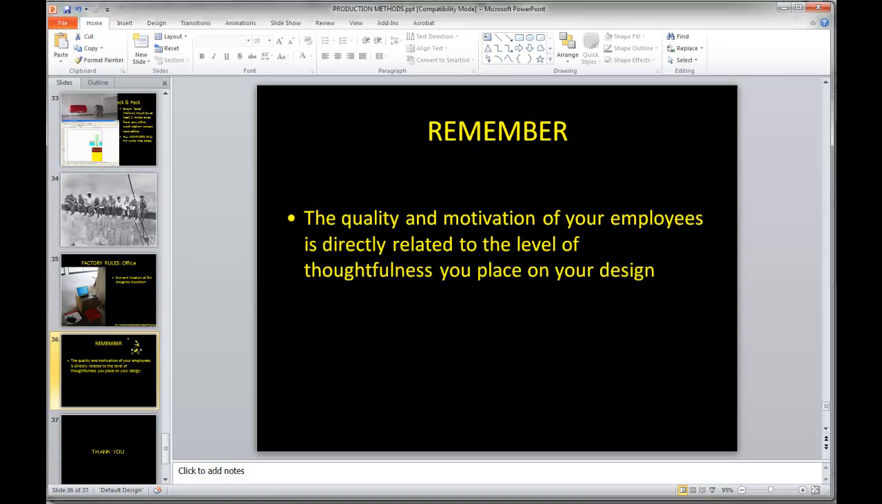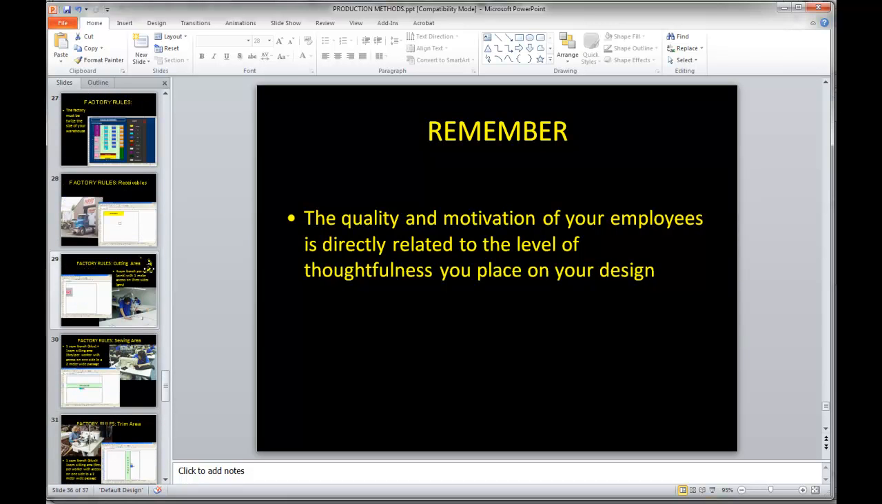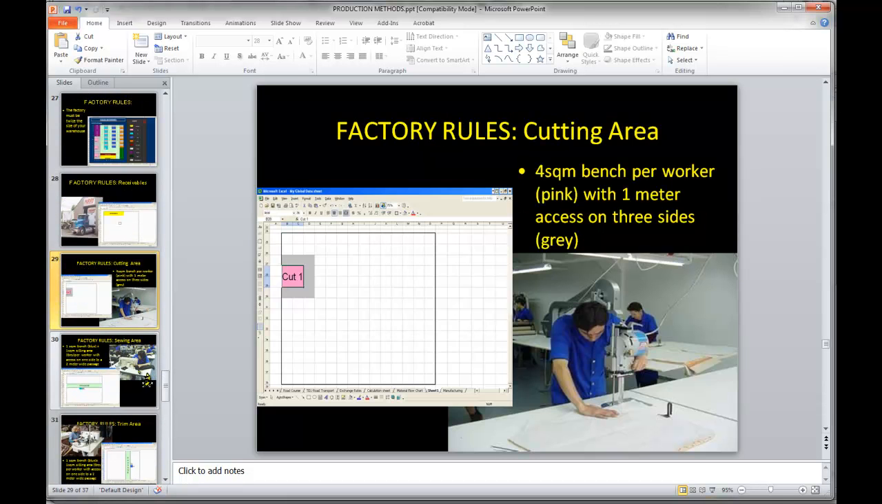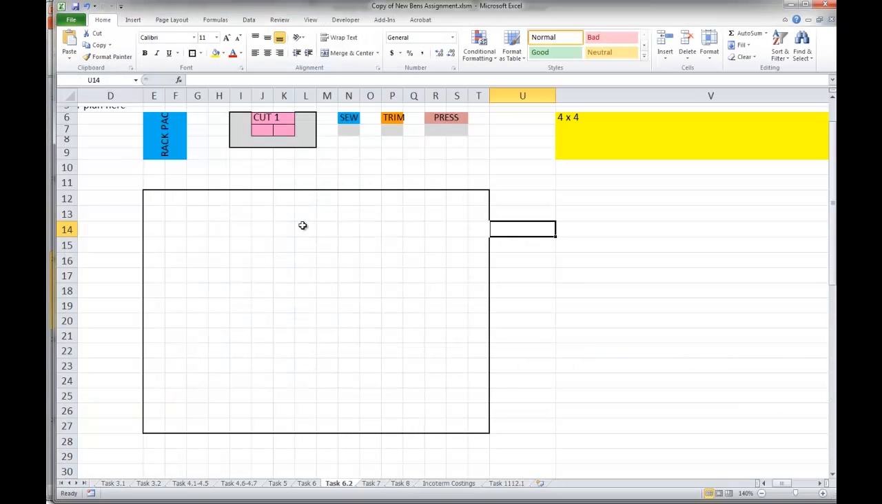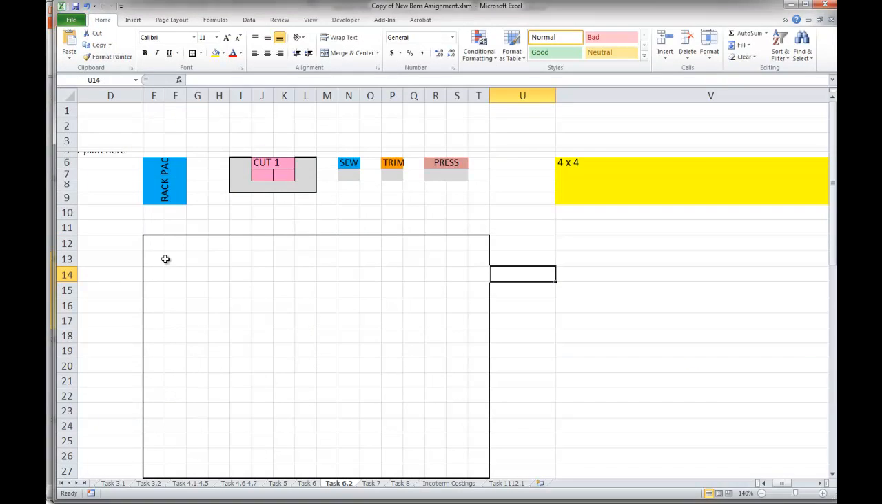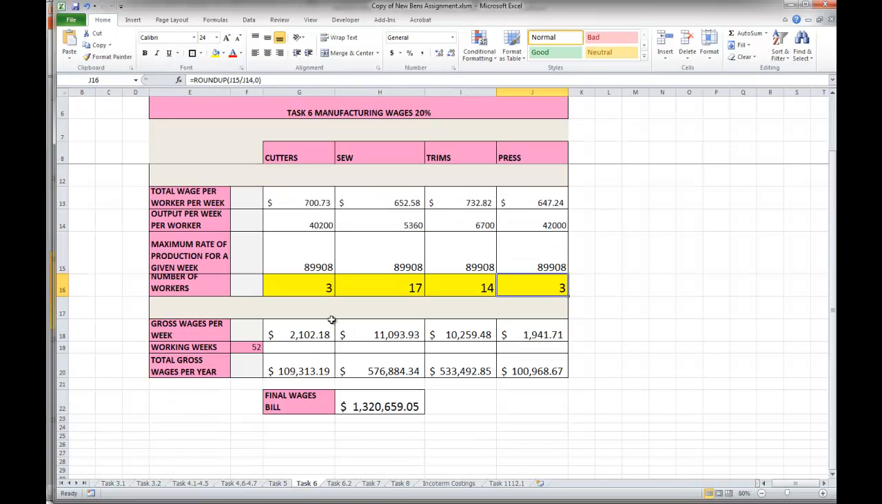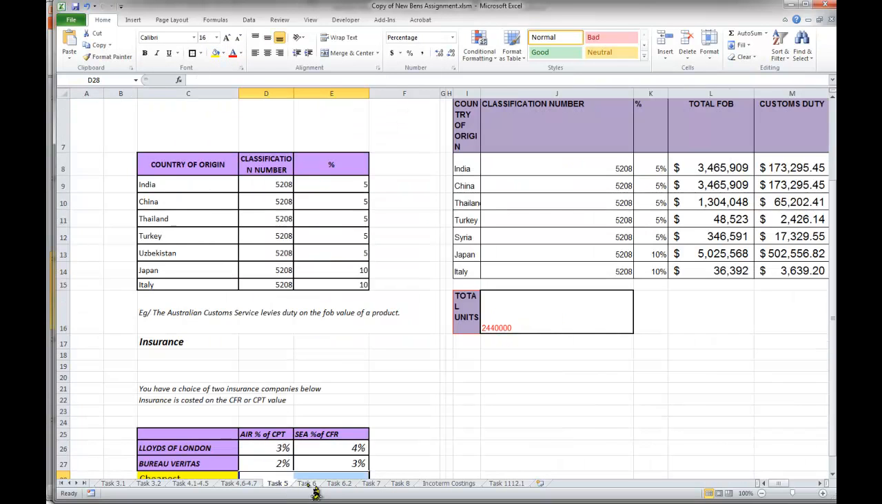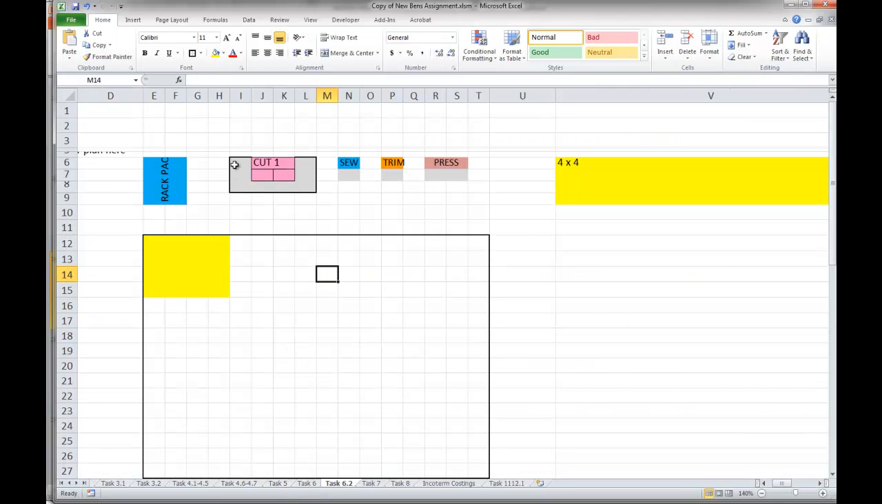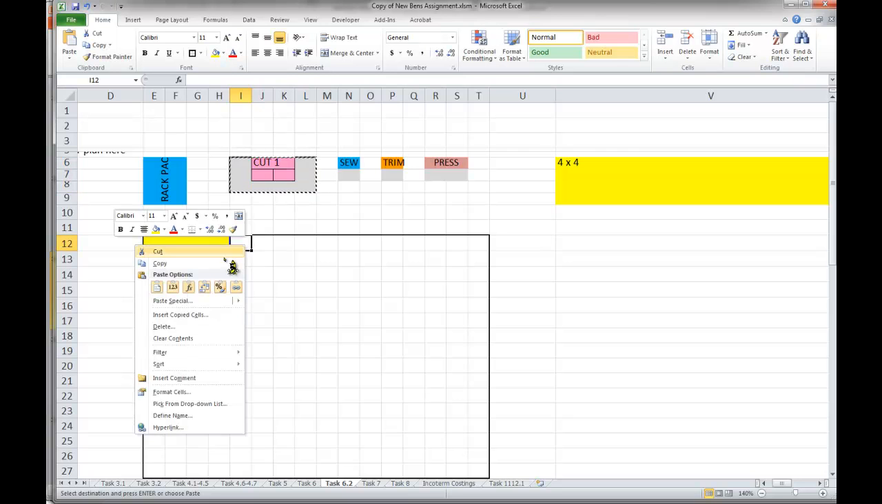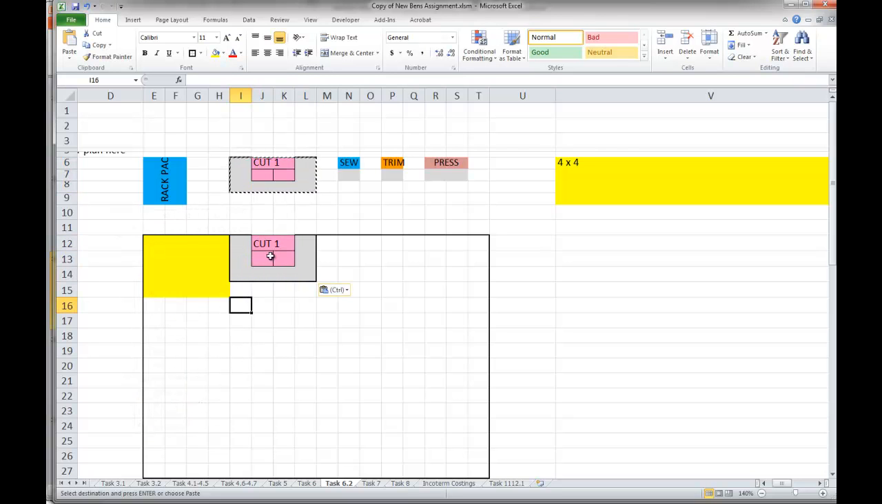So where do we start? Remember this is our cutting area. And I'm going to put it in 1, 2, 3, 4. So I'm going to make this my receivables area. And remember, I need 3 cutters. So the fabric comes in here, and I'm going to copy this one. So you have to draw these up yourself. And that's going to be my first cutter.